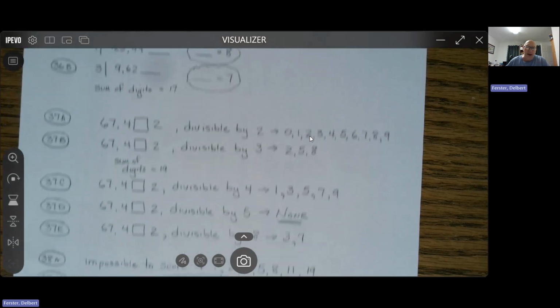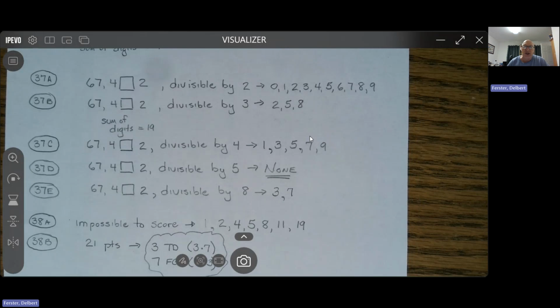Okay. Next one I kind of like. Put all the digits in the mystery box so that it is divisible by 2. Well, in part A, since the number ends in a 2, it doesn't matter what's in the mystery box. Anything can fit because your last digit's even. So 2 will divide the number.